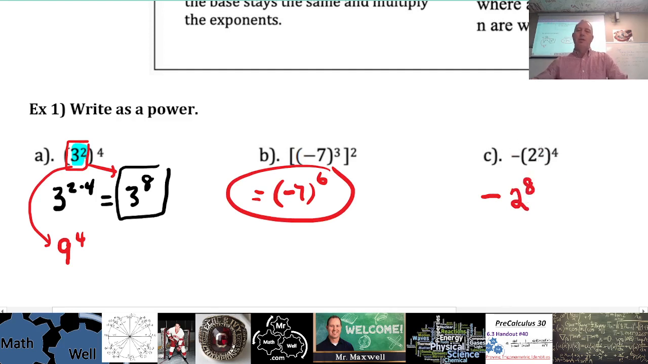So the negative is not inside with the 2, so I don't need brackets. I don't write brackets around here like that. And that is totally fine. That's your answer right there. If we evaluate that, you get a negative of 2 to the 8, because right now the 8 is only attached to the 2, which makes sense because these exponents are only attached to the 2. Questions about that?